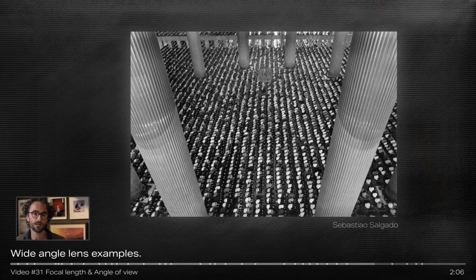In our final example image by Sebastião Salgado, we can also see how objects diminish in size with distance and how noticeable that is when we use a wide-angle lens. If we look at the figures in the frame, we can see those figures at the bottom of the frame that are closer to the camera appear much larger than those at the top of the frame, while the pillars in the image appear much wider at the top than they do at the bottom.